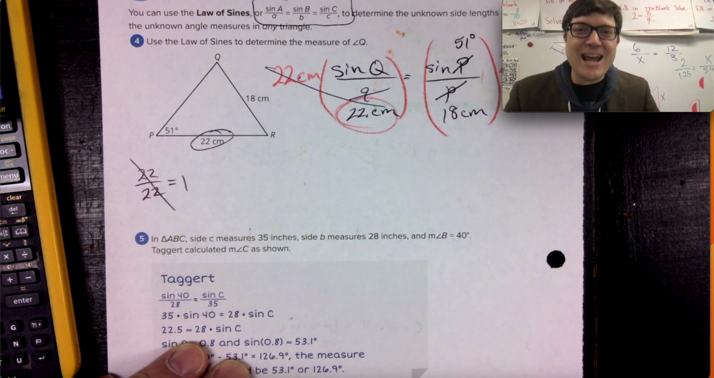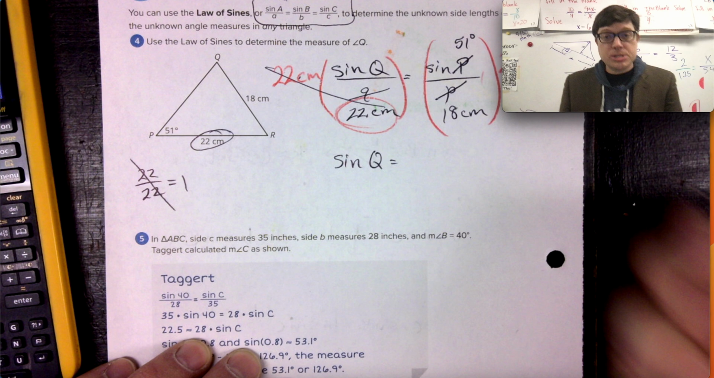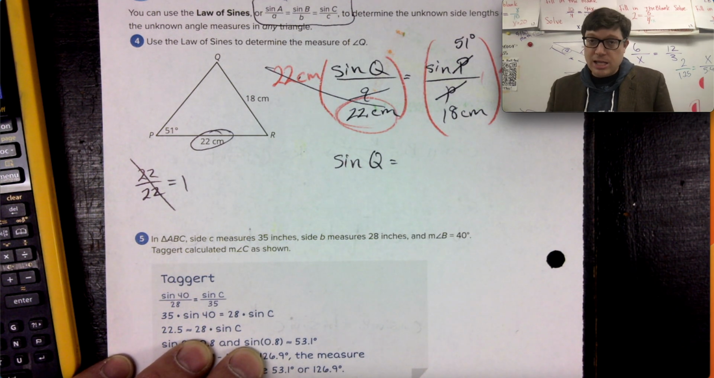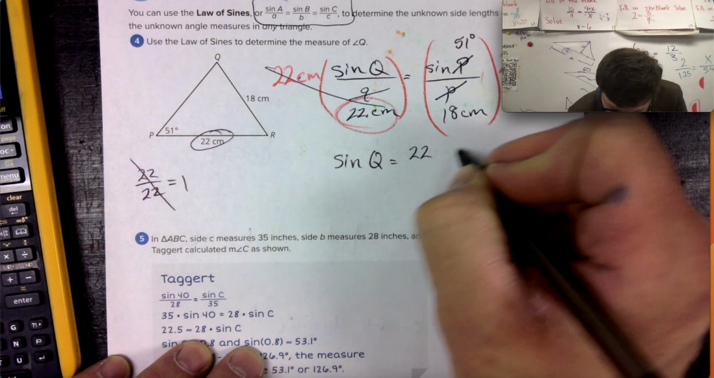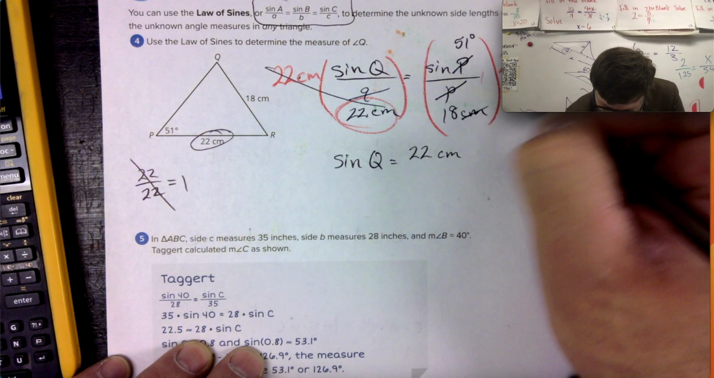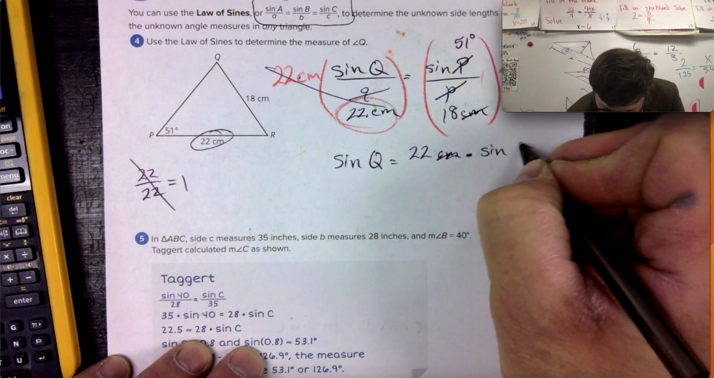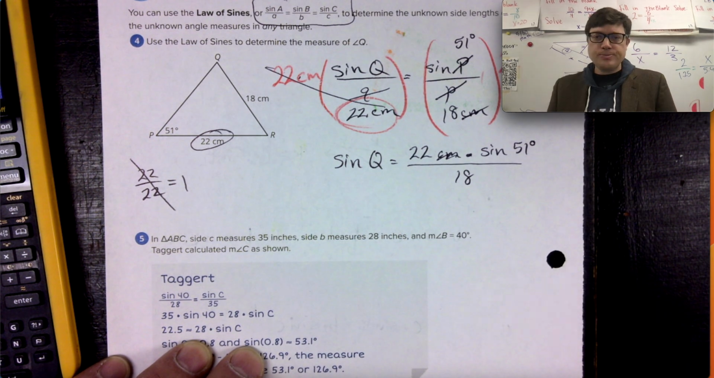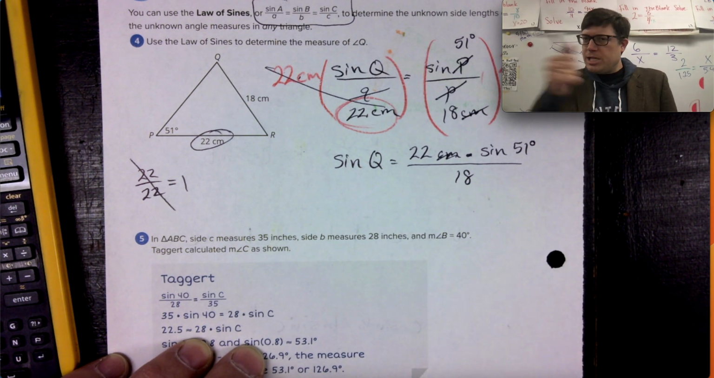So now we have the sine of Q. And it's an angle, so it's got to be capitalized. That's important. Capital letters for angles, lowercase letters for sides, is equal to 22 centimeters. Actually, the centimeters will cancel out as well. Times sine of 51 degrees over 18. That's right. There's more to do.